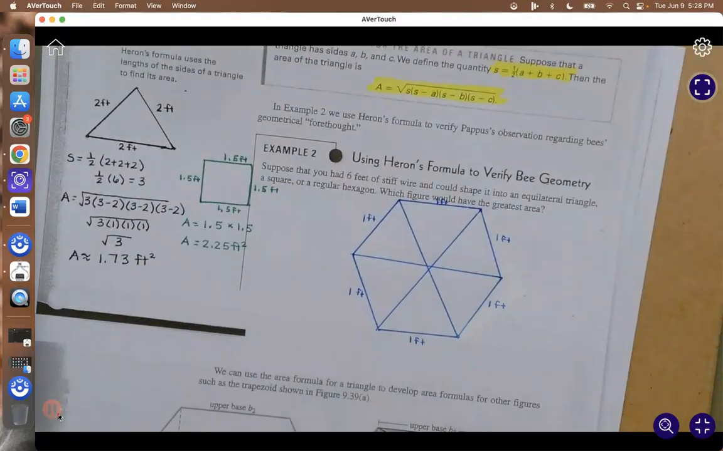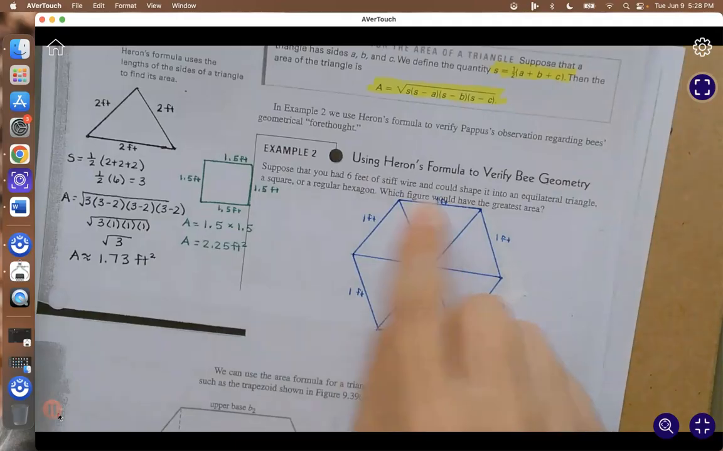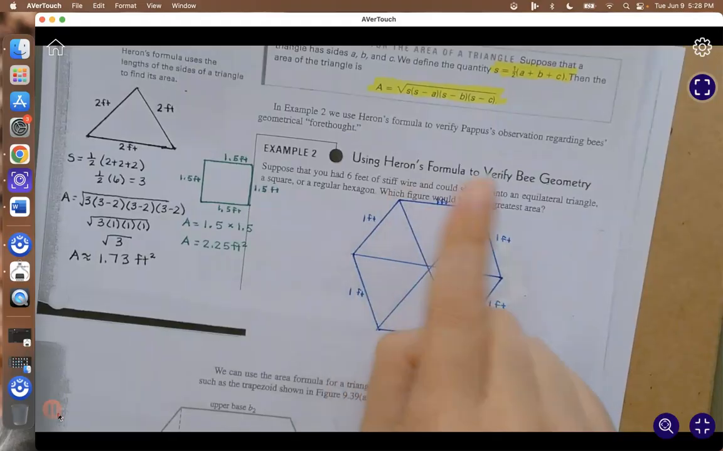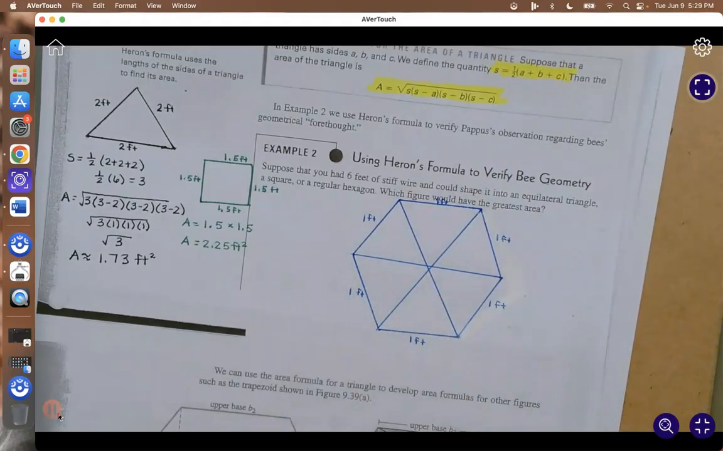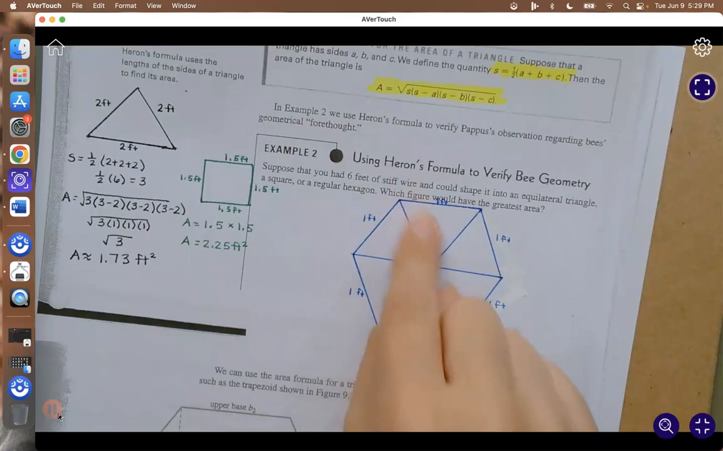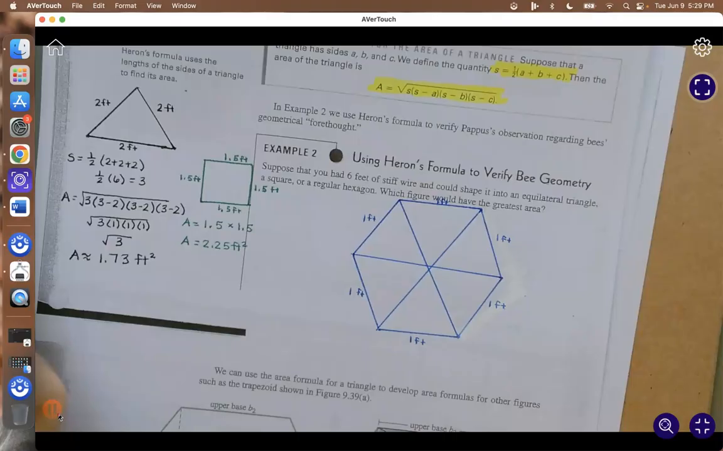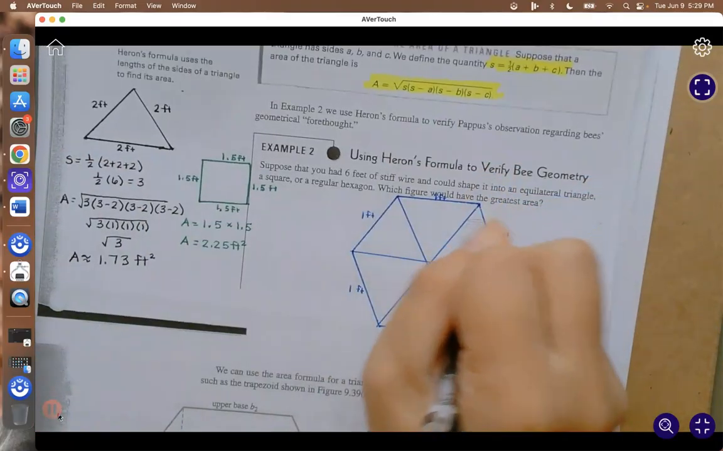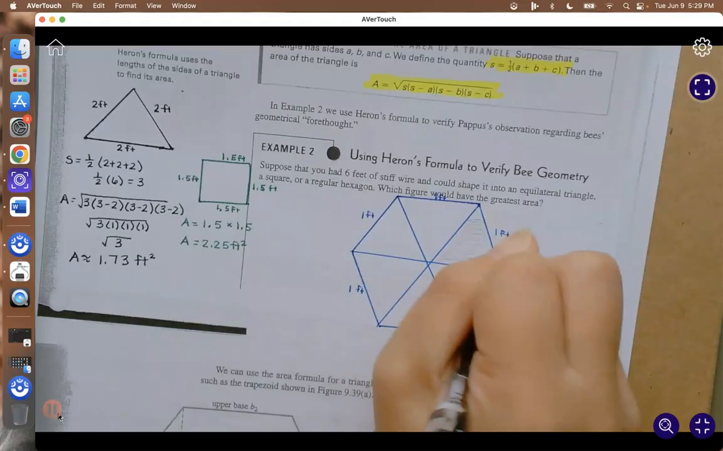All right, so now we look at this one. Now, because it's 6 feet and we're having to divide it up to a hexagon, each of these sides is going to be 1 foot. Okay? But we're looking at each triangle. We're just working with one triangle right now. So if you want to even shade it so you know that you're looking at, let's say, this triangle right here.